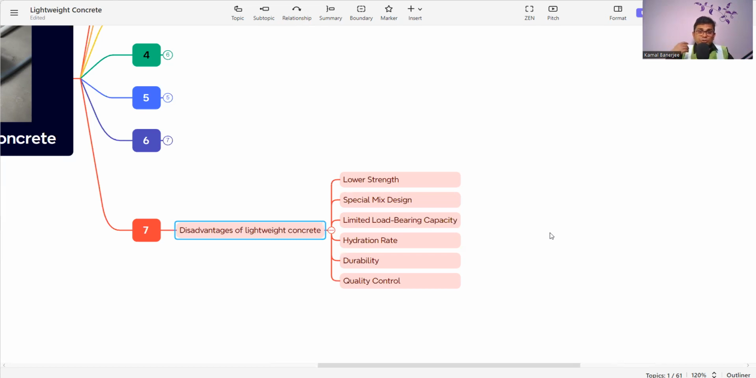But still, as we see, from 1917 till now, the research and development is there. So we hope in the near future we'll get more durable, stronger, and more rapid concrete, so that it can replace the traditional concrete, so that our structure has the minimum load. So these are the things about lightweight concrete, and I hope you find it useful.